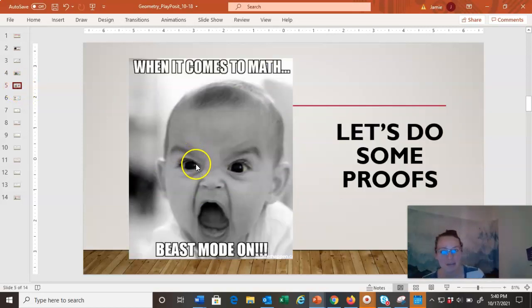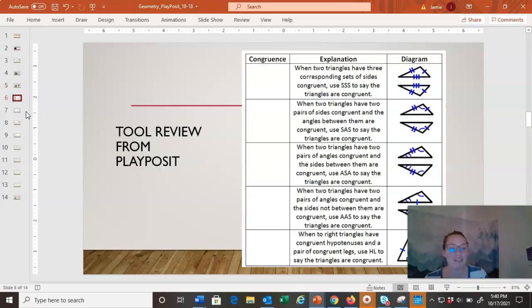This is kind of where we stopped last time in class. We're going to do some proofs. Turn our beast mode on and get these done. Before we do that, let's review some of our tools. We learned these congruence postulates last class, and a lot of what these postulates come from are the diagrams. So we can almost ignore the explanation field. Who needs a wordy definition anyway, right? We can turn this into a working postulate for us.